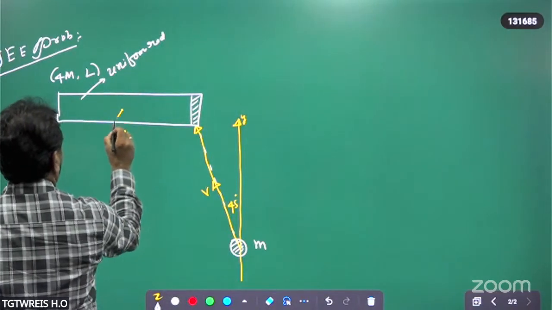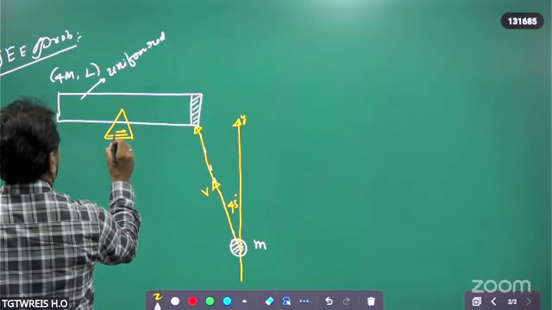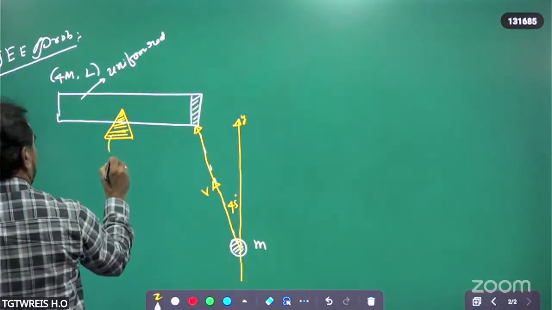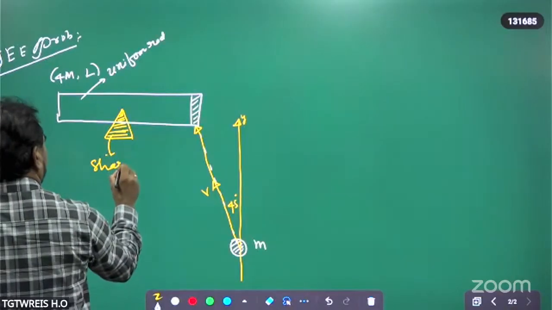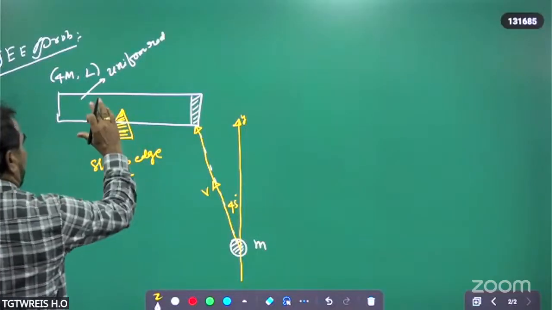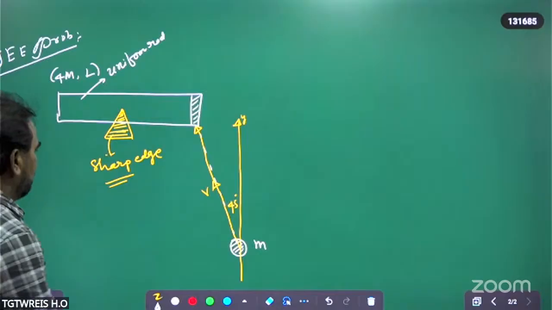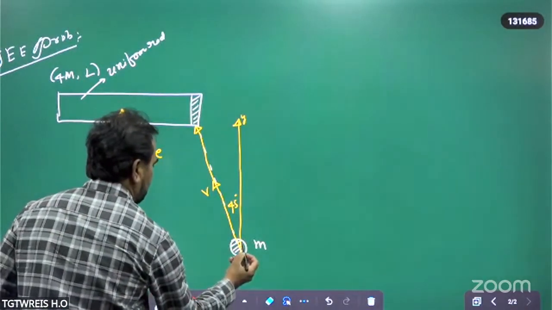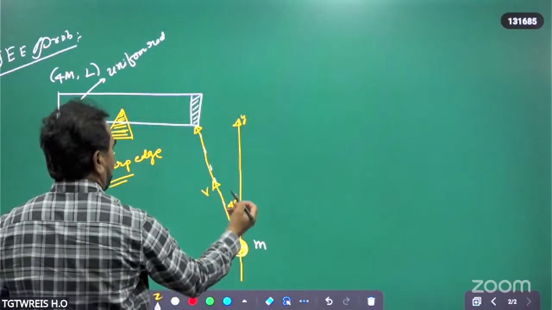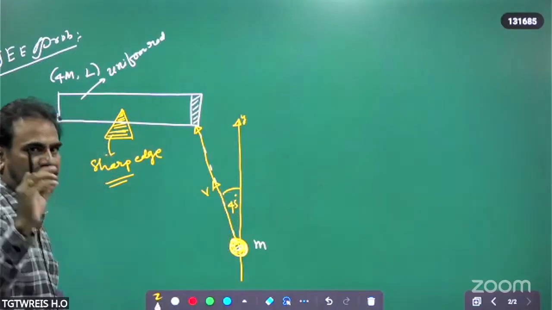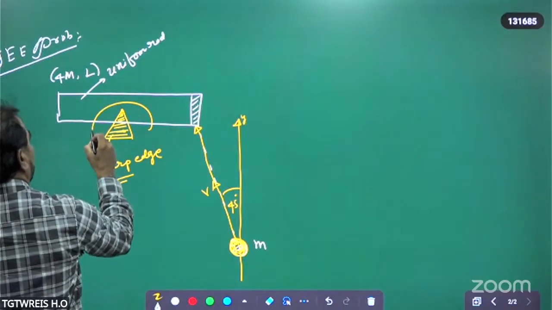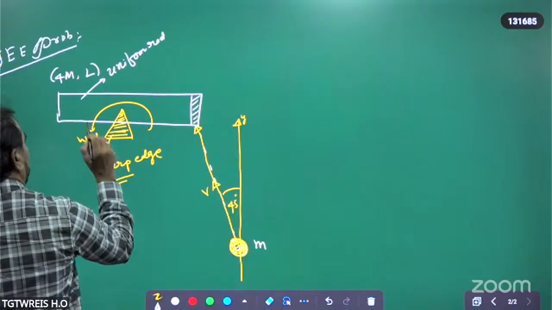The center of the rod would be pivoted on a sharp edge. This is called a sharp edge. On the sharp edge, this rod was pivoted. When this mass is projected with a velocity of v meter per second, making an angle of 45 degrees, after hitting the rod at this end, calculate the angular velocity of the rod.